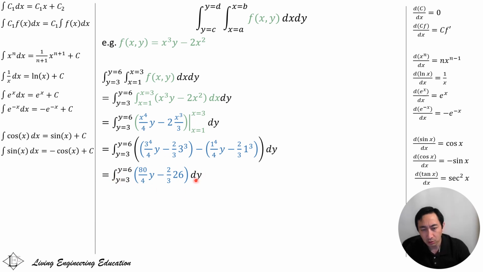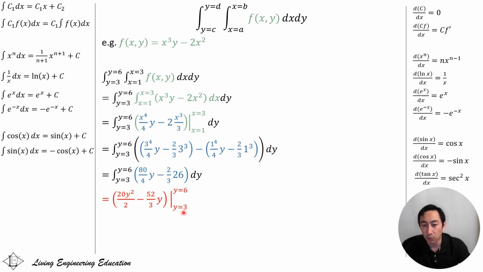But now this is just like what we've done in the past. We integrate this component here, so we integrate this with respect to y. There are no x terms anymore because we already applied the first upper and lower limits. So this is 20y, the integral of that is y squared over 2. So 20y squared over 2, minus 26 times 2 is 52, 52 over 3. So that's a constant. So the integral of a constant with respect to y would be that constant times y. That's what we have here.